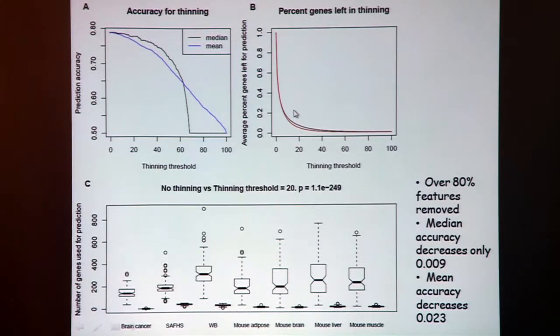If you have a thinning threshold of 2, 3, 4, 5, you end up with far fewer genes. It has a drastic effect. For example, over 80% of features are removed when you use a thinning threshold of 20, whereas the median accuracy decreased by only 0.009. The box plot at the bottom shows the number of genes used for the prediction. So after you apply the thinning, notice how few genes you use.